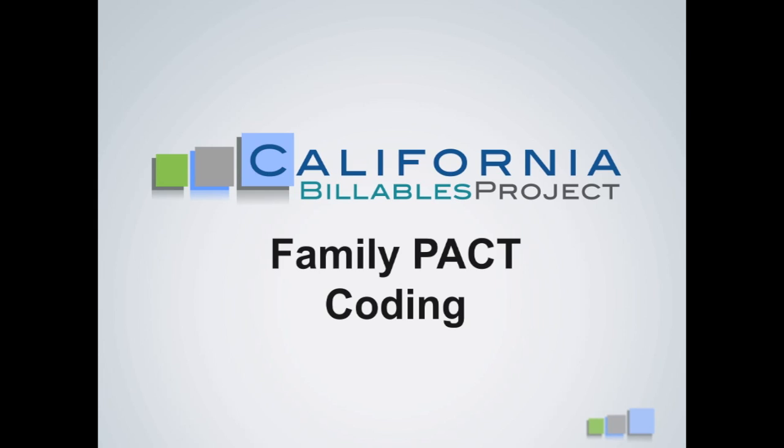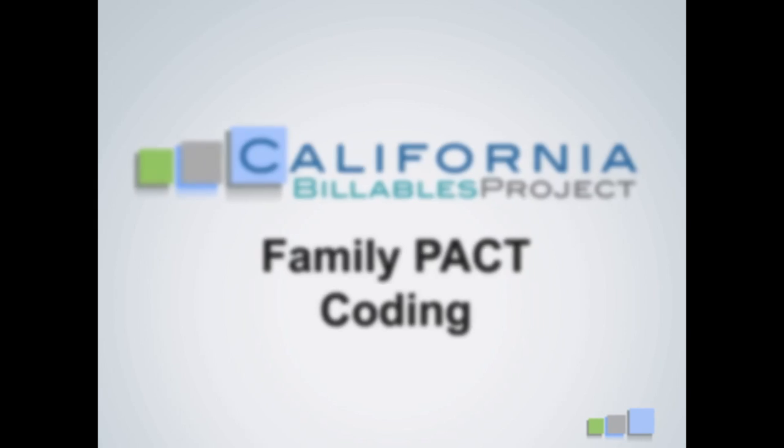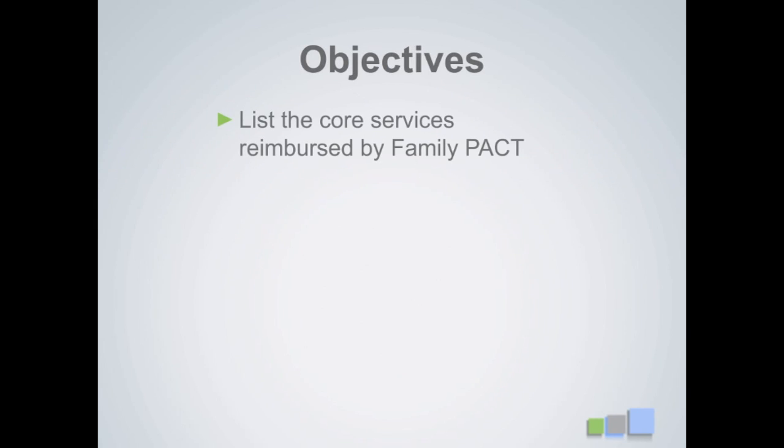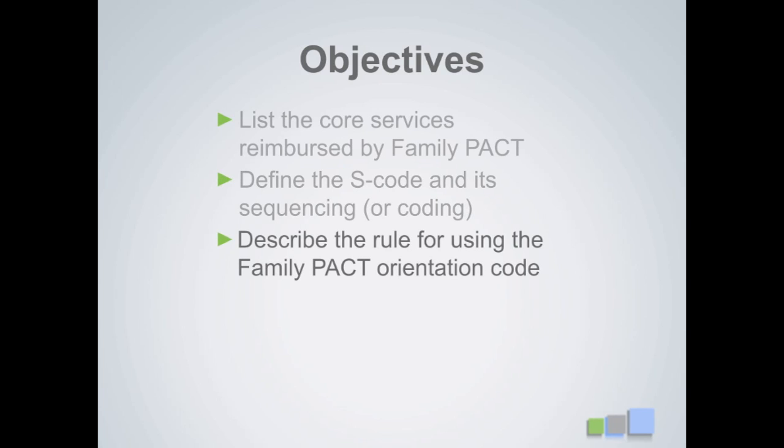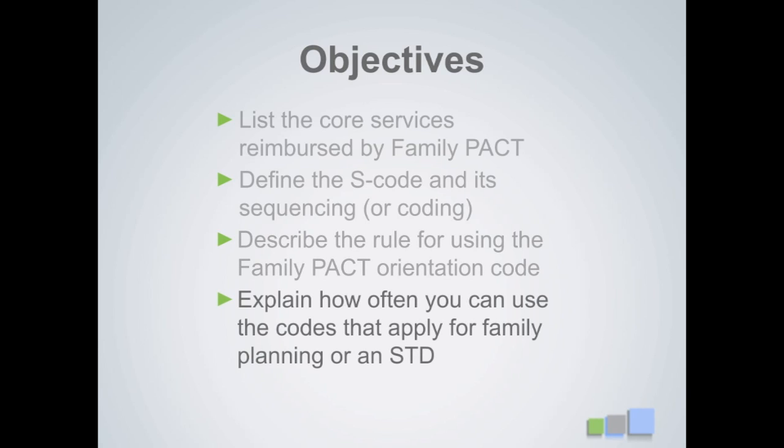In this lesson, we'll briefly review the Family PACT program and some coding rules specific to Family PACT. After completing this lesson, you'll be able to list the core services reimbursed by Family PACT, define the S-code and its sequence in your coding, describe the rule for using the Family PACT orientation code, explain how often you can use the codes applied to counseling for family planning or an STD, and describe when to use an S-code.